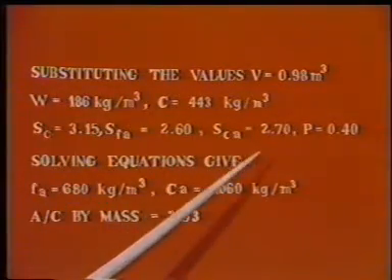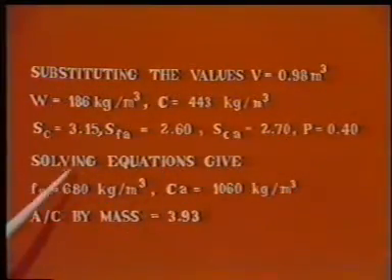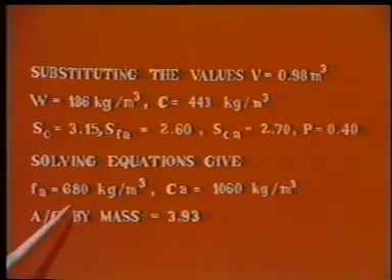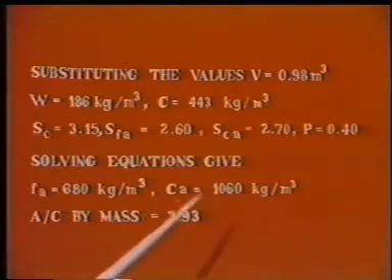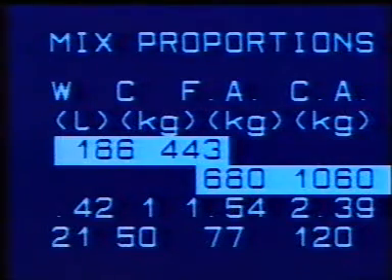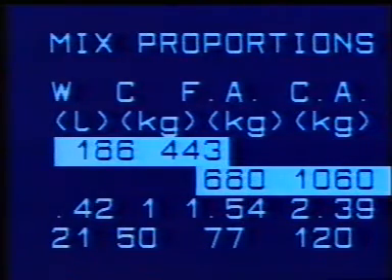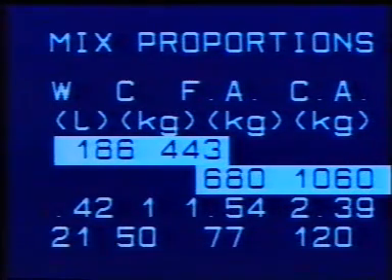Fa is equal to 680 kg, Ca is equal to 1060 kg. Water 186 liters, cement 443 kg, fine aggregate 680 kg, coarse aggregate 1060 kg.